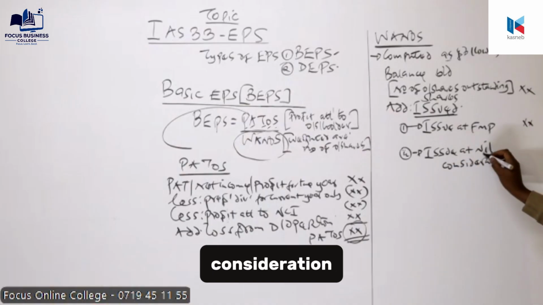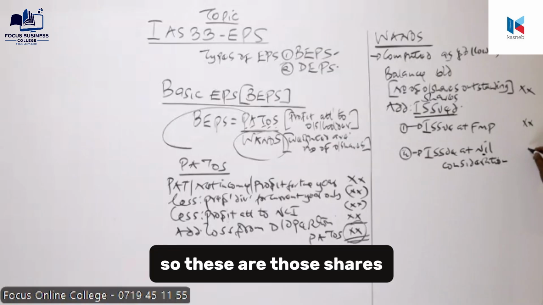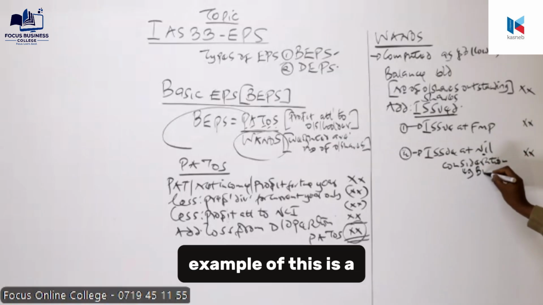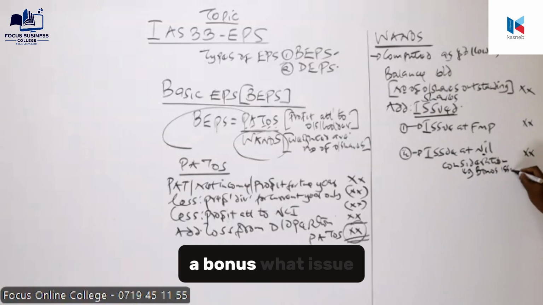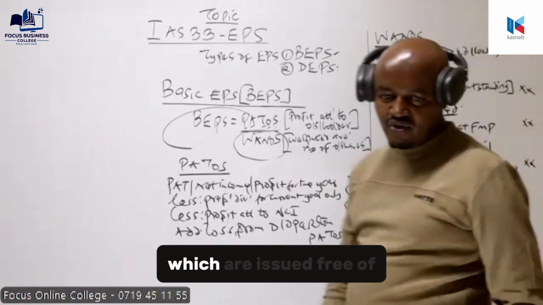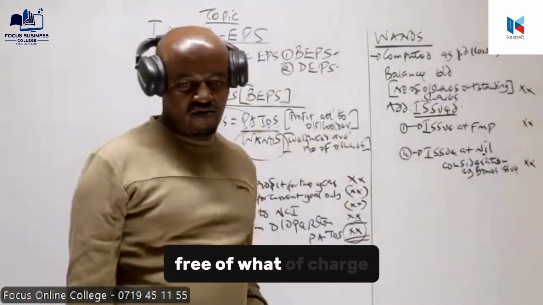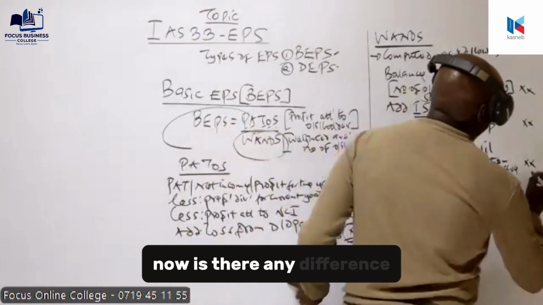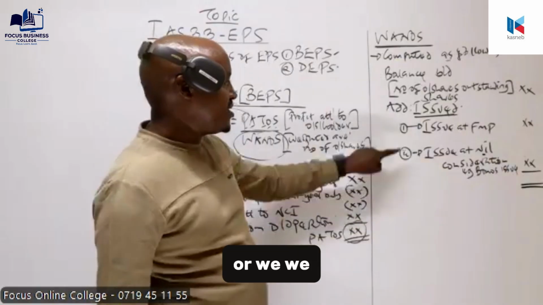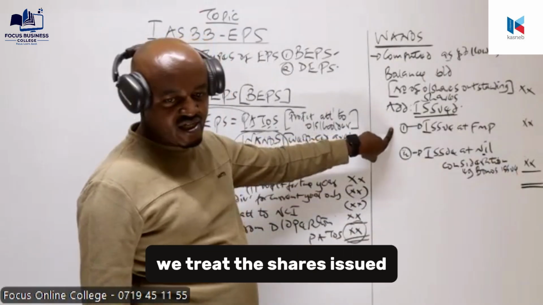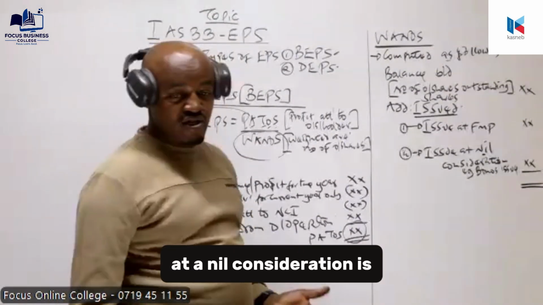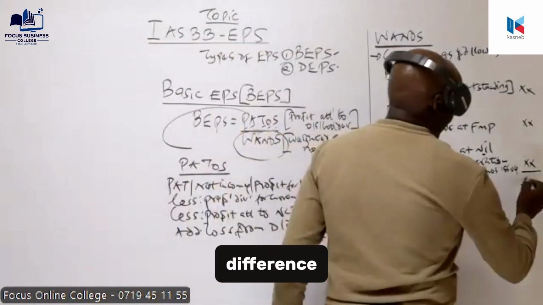Now, issue at nil consideration, nil means zero. So these are those shares which are issued free of charge. A good example of this is a bonus issue. A bonus issue, basically, we know that these are those shares which are issued free of charge. Now, is there any difference in how we treat the shares issued at full market price and the shares issued at nil consideration? Yes, there is a difference.